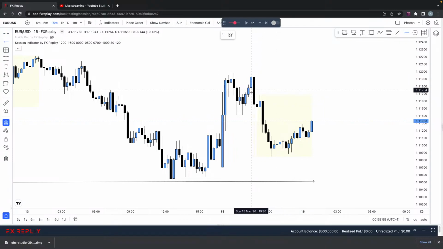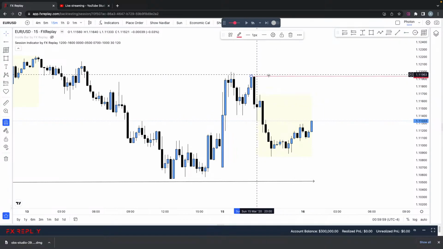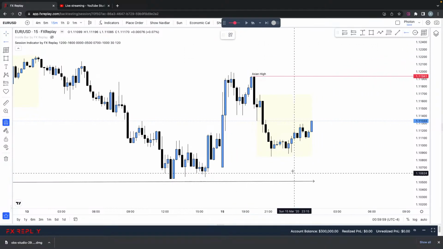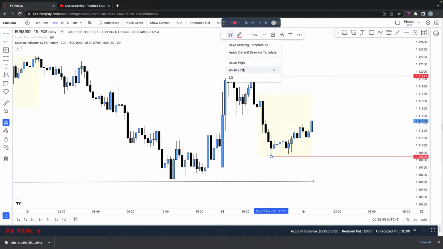So Asian high all the way up here. That's the Asian high. I'll just label that out for anyone new joining to make it easier for you. Asian low.